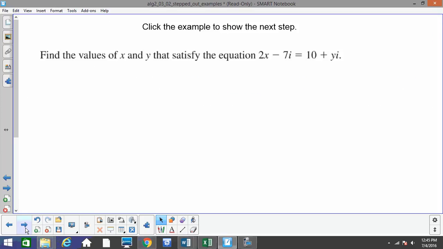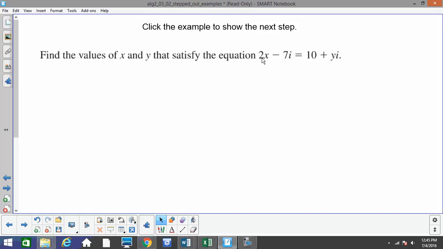All right, I like this question. This is almost like an SAT or ACT type of question. It looks like it would be difficult, but it's really not. So what we have here is a real number 10 and the imaginary part, which is yi. Those are called complex numbers. The real part always comes first, and then the imaginary part comes second.